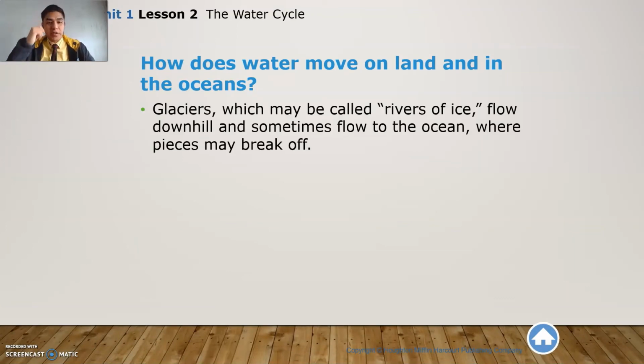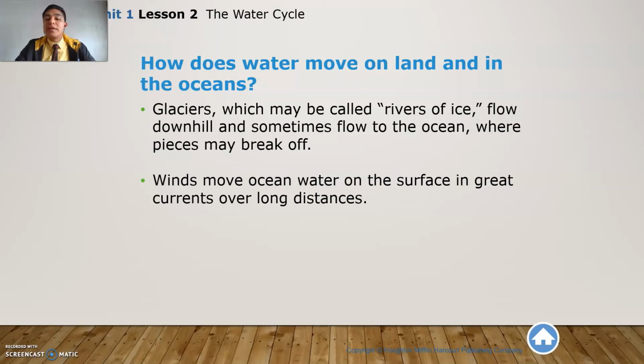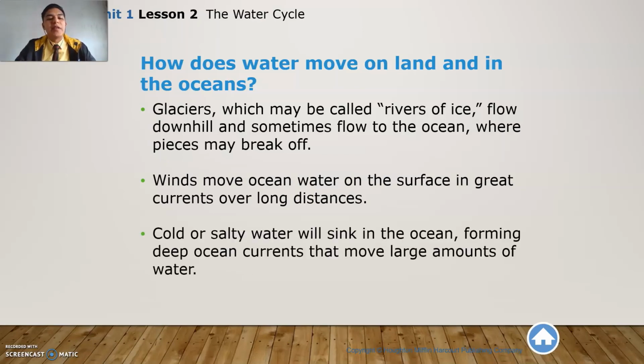All right, so how does water move on land and oceans? We also have glaciers, which may be called rivers of ice, that flow downhill and sometimes flow to the ocean where pieces may break off. And winds move ocean water on the surface in great currents over long distances. Cold or salty water will sink in the ocean, forming deep ocean currents that move large amounts of water. That's interesting. If I remember, I'm going to show you a picture during our live session.